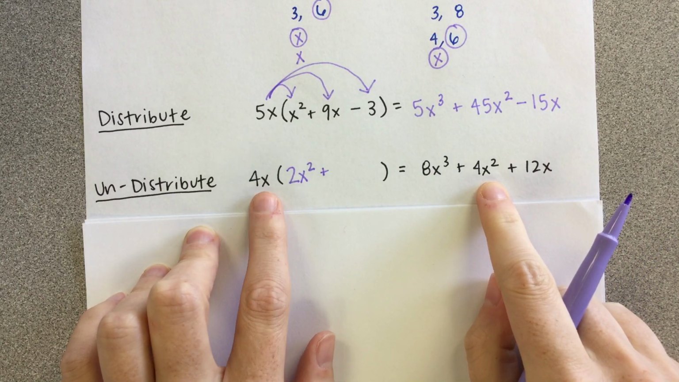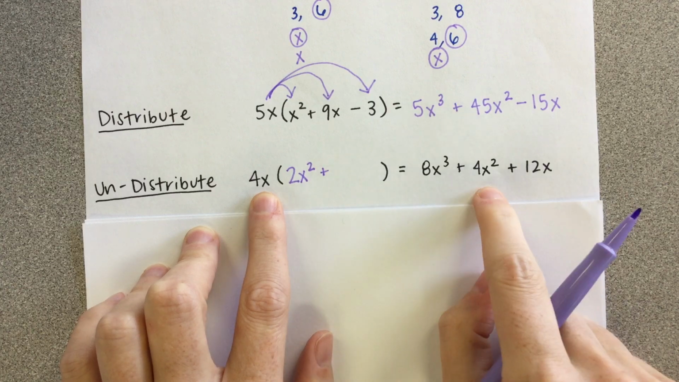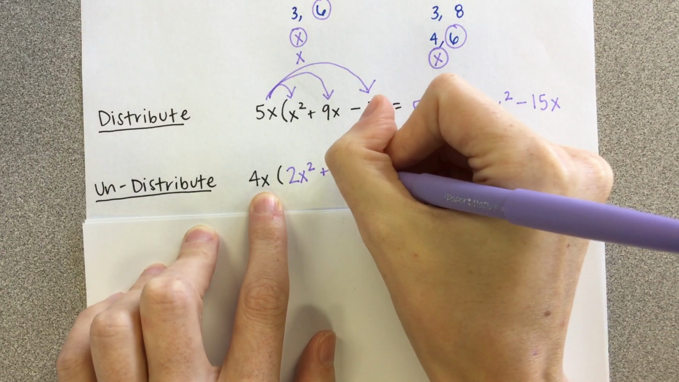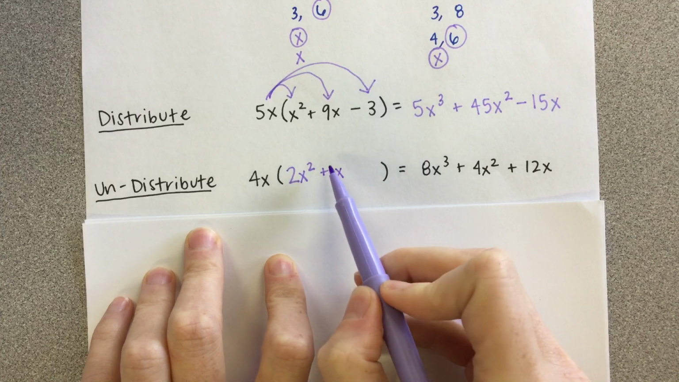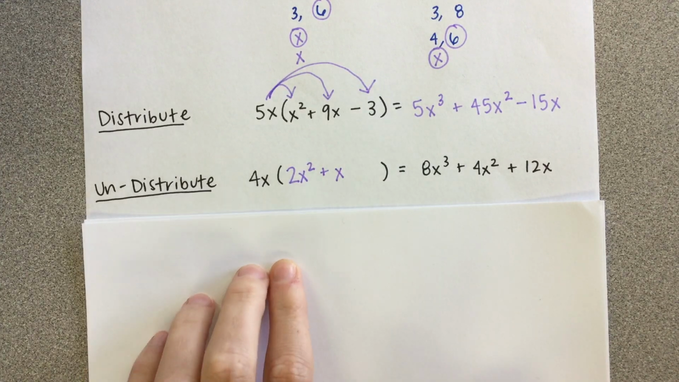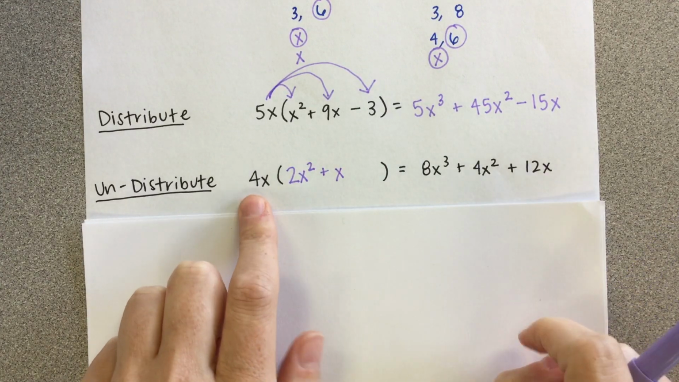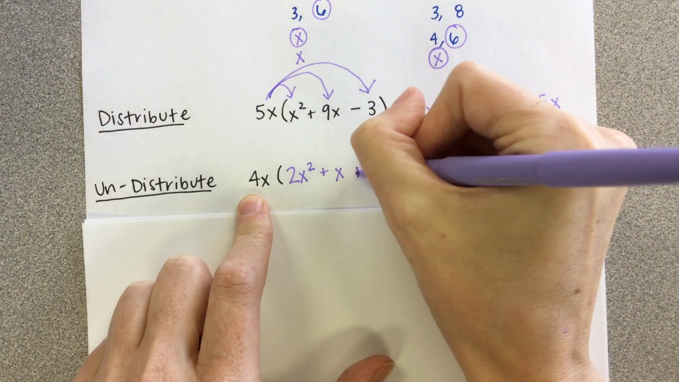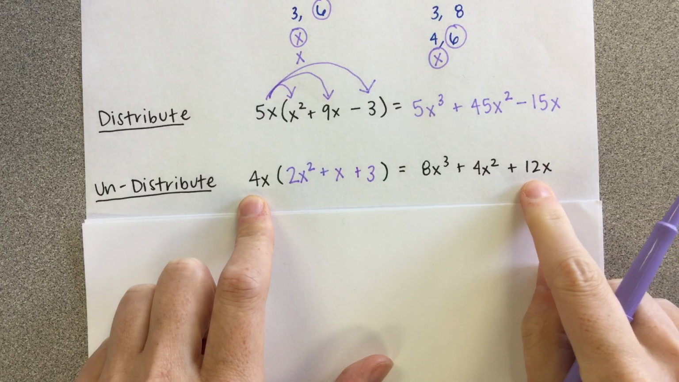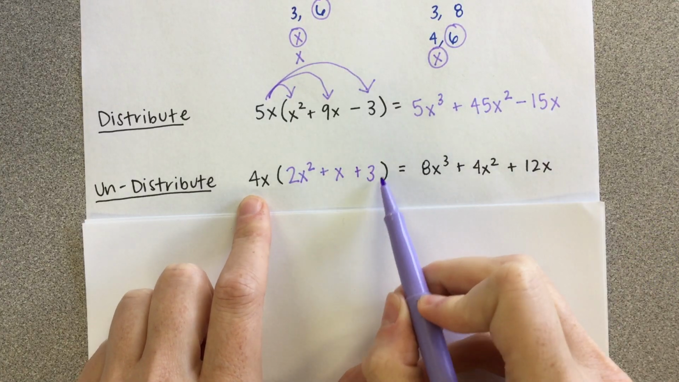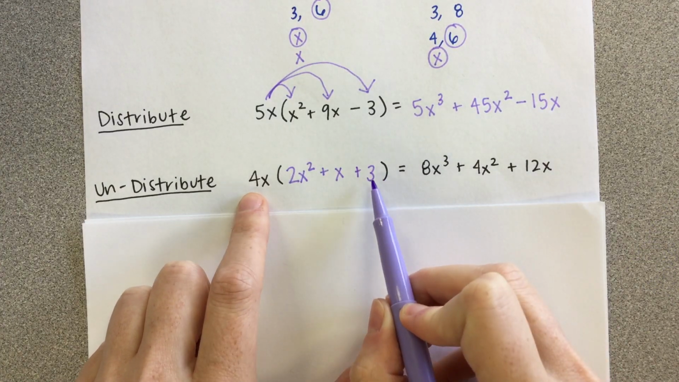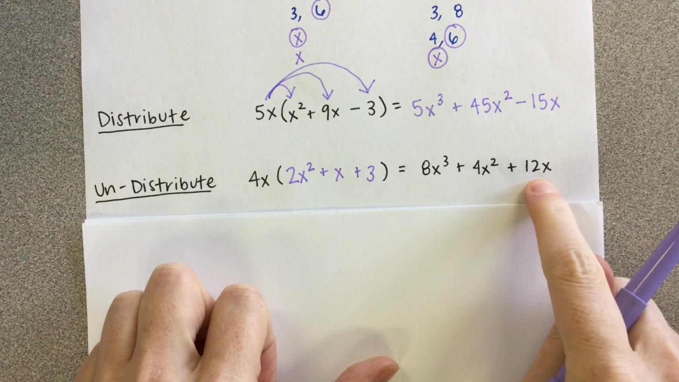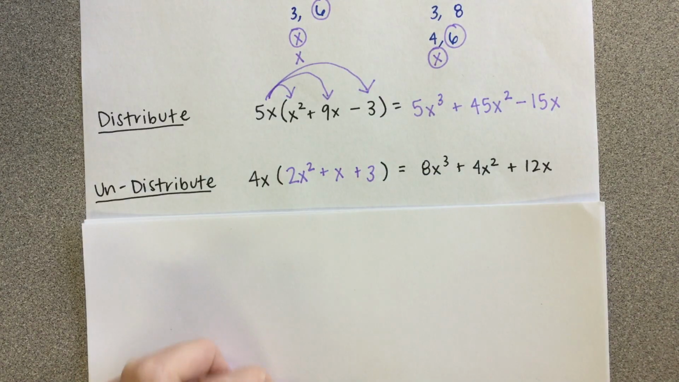And so then I need to think about x times what is x to the second power. And that would be an x, right? So I could write that as 1x or just x. And then the third term, 4x times what is 12x. So 4 times 3 is 12. And notice that we don't need a variable here, right? 4x times 3 is 12x. And so we are finished here. So that's what it means to undistribute.